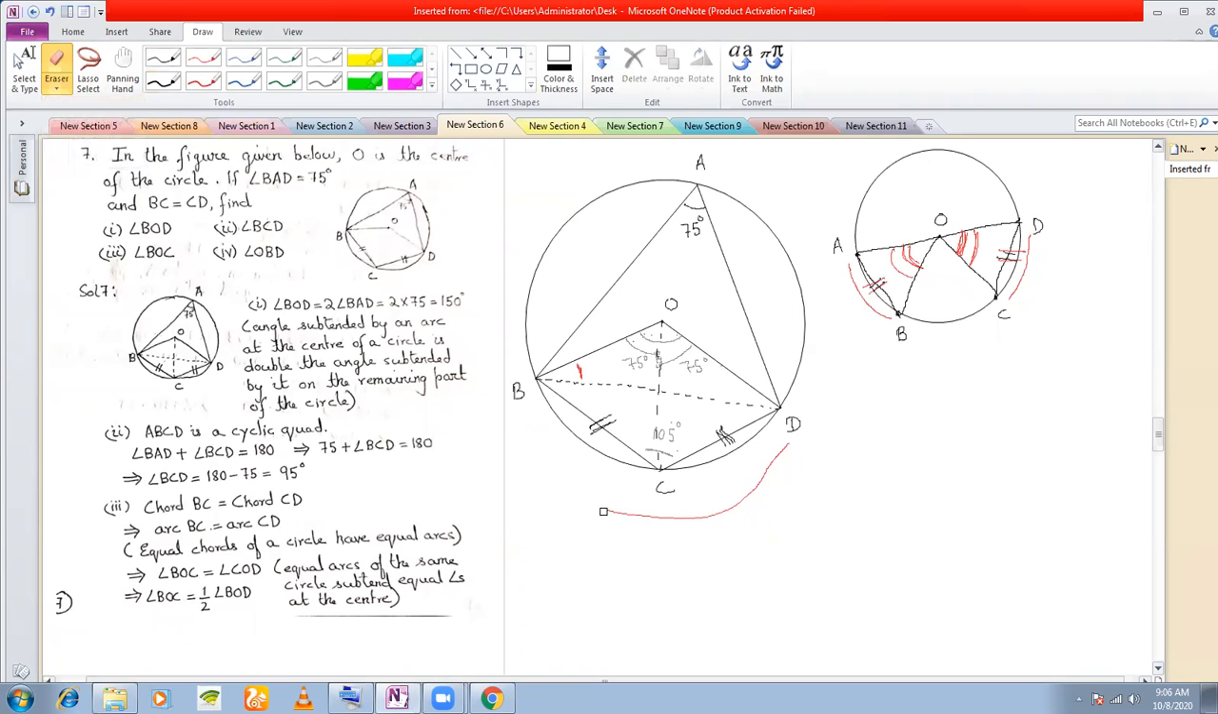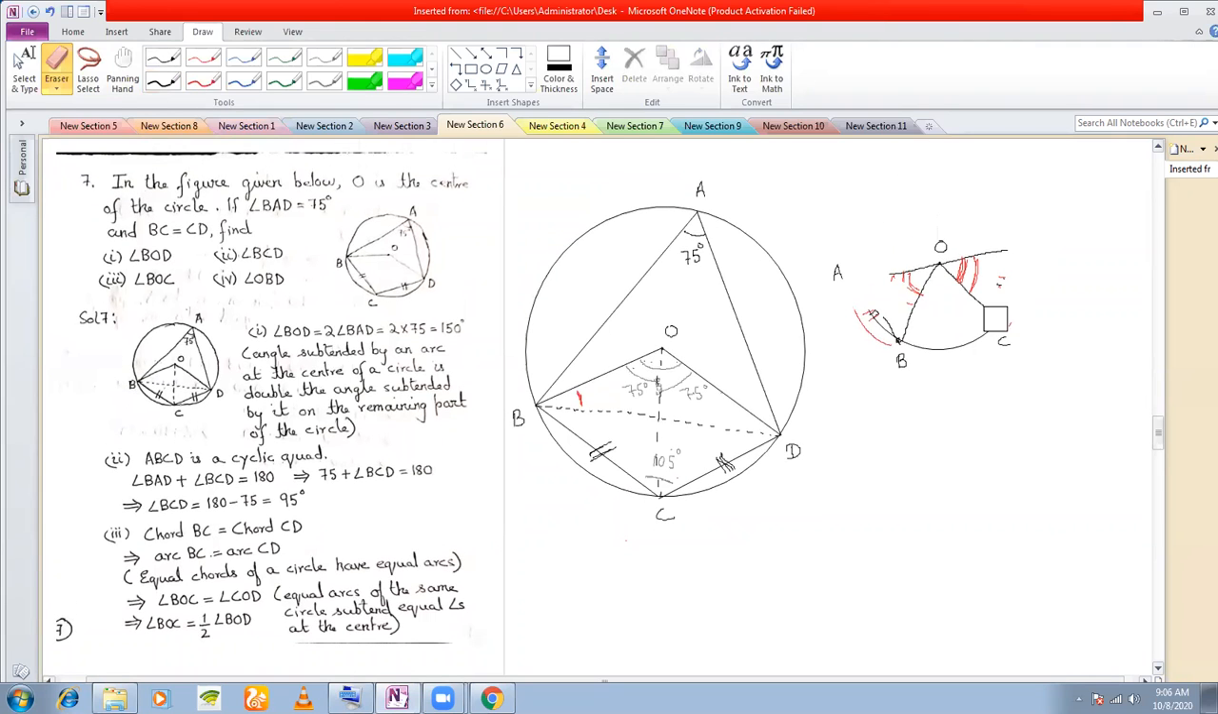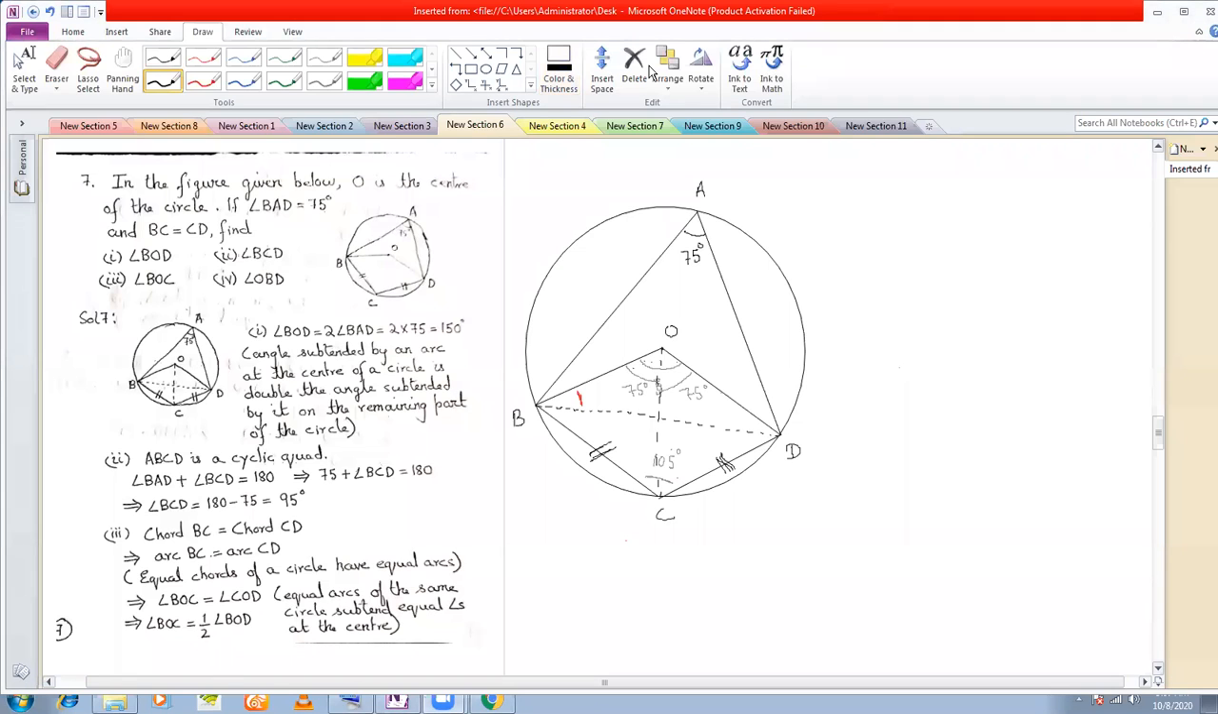So how do you find this red angle? Can anyone tell me how to find this red angle? Try. It's very simple. There's no concept of circle involved. Anyone wants to try? Orgodeep, tell me how to find that red angle.